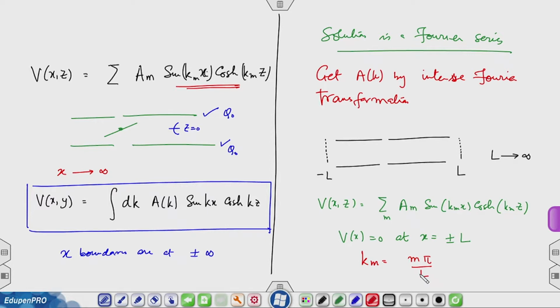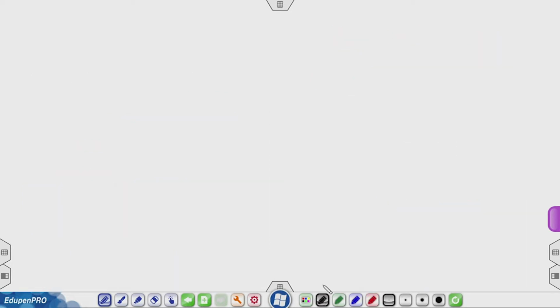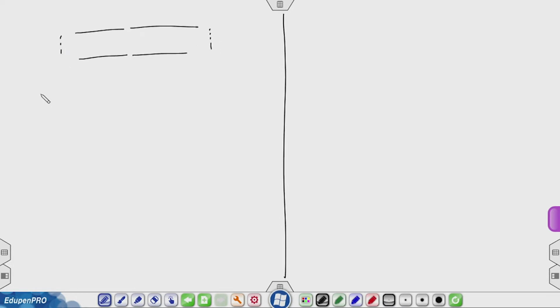This implies that I can write the solution as, this is the problem, V x z equals summation m equals 1 to infinity a m sine of m pi over L x cos hyperbolic of m pi over L z. That is my solution. And by using the boundary condition, I can now find what a m's are.